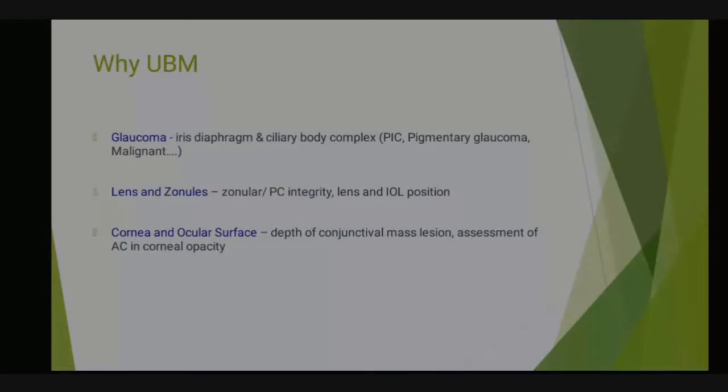Next we'll see about cornea and ocular surface cases. The main indication for UBM is corneal opacities. In total corneal opacities, we cannot see the posterior structures, so they will ask how is the lens, whether it is developed or not? How is the angular structure? How is the iris located? Is there any posterior synechiae? In cases of children, whether the lens is there or not. So the indication for UBM in corneal cases is to see the anterior chamber and how the structures are present.